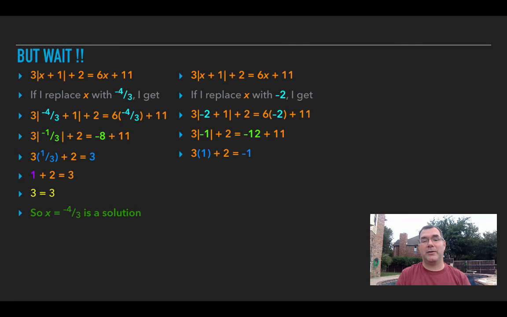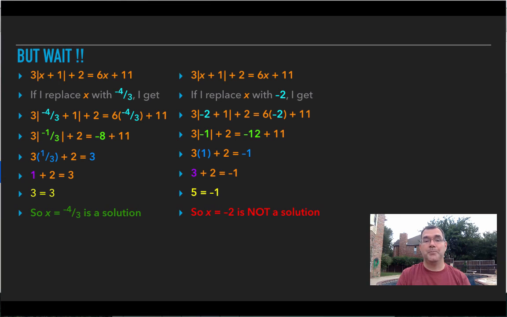I will also simplify the right. Negative 12 plus 11, that is negative 1. So I have 3 times 1 plus 2 equals negative 1. 3 times 1 is 3, and 3 plus 2 is 5. 5 equals negative 1. Well, I know that that's not true. So that means that x equals negative 2 is not a solution, because when I plug it in, it does not make a true statement. So I only have one solution to that equation.